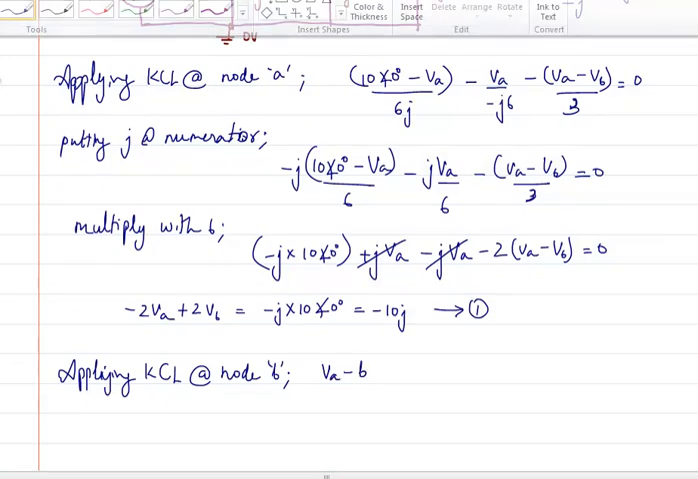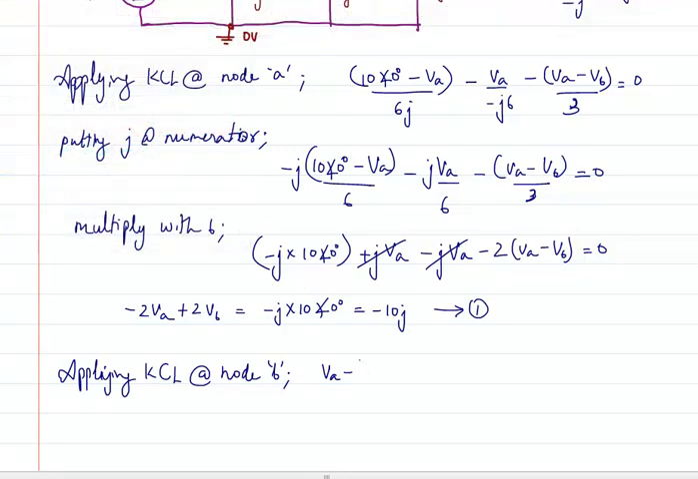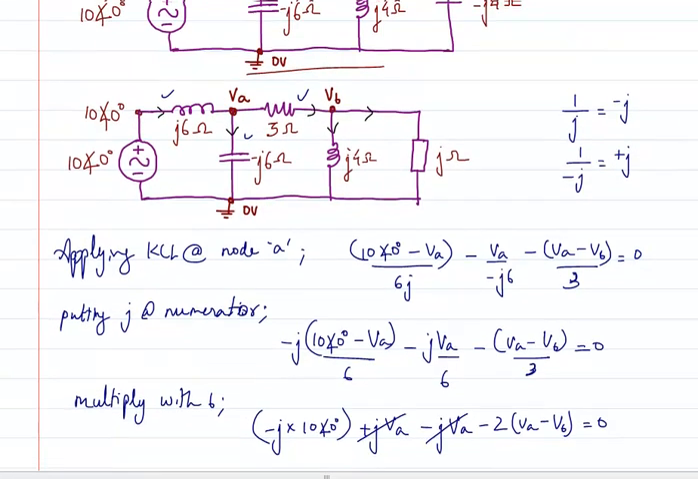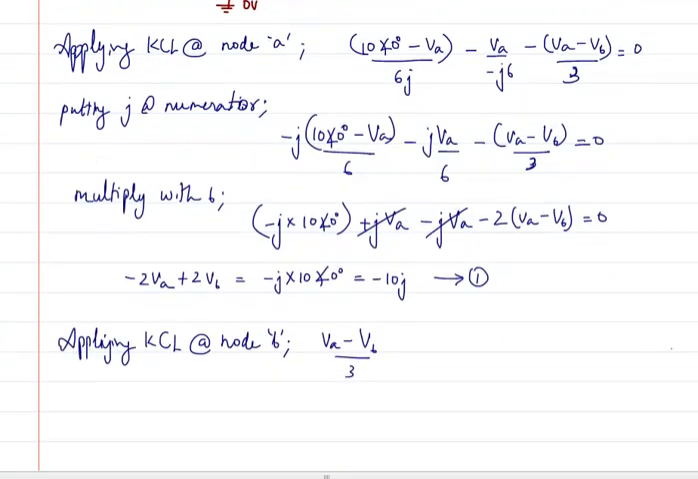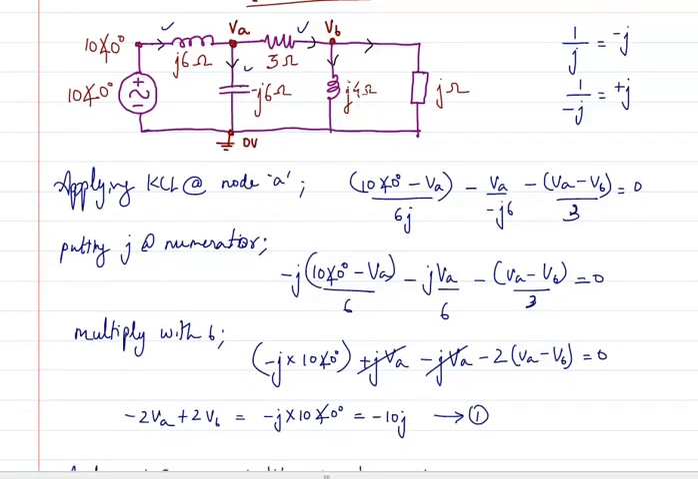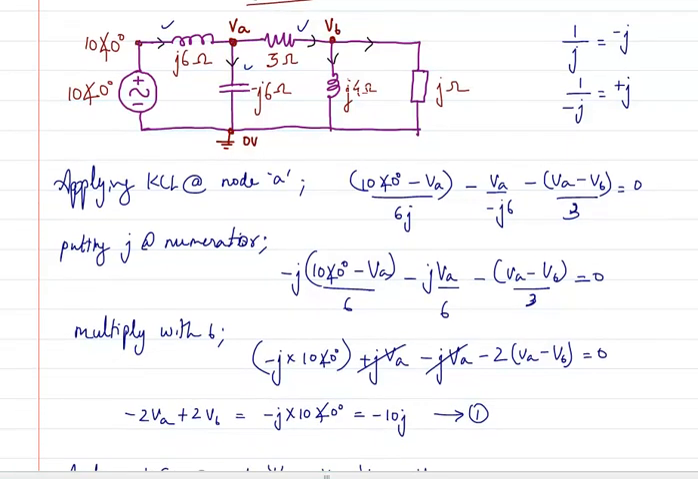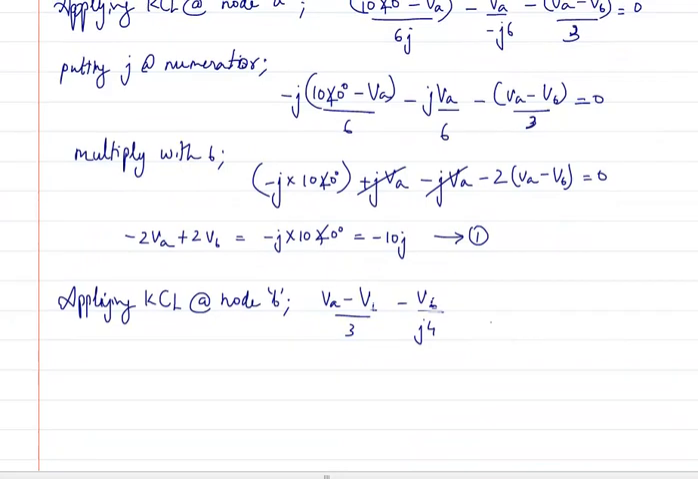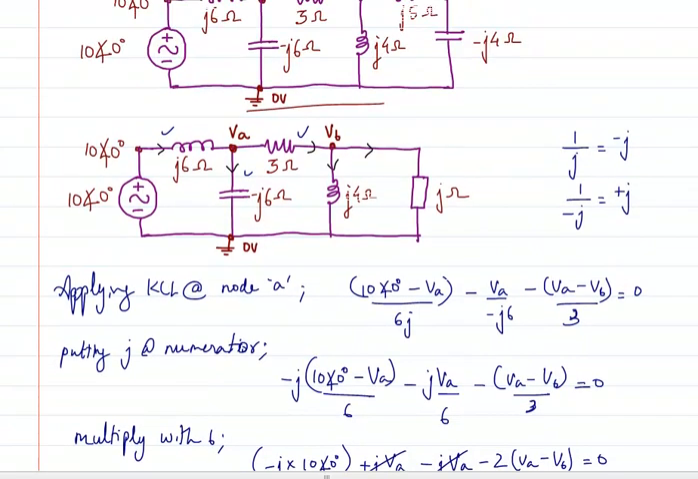Sorry, VA minus VB divided by 3. Then the next current is outgoing current, minus of VB by J4. Okay, then the last is again outgoing, so minus of VB by J, that is going to be equal to 0. So minus of VB by J.